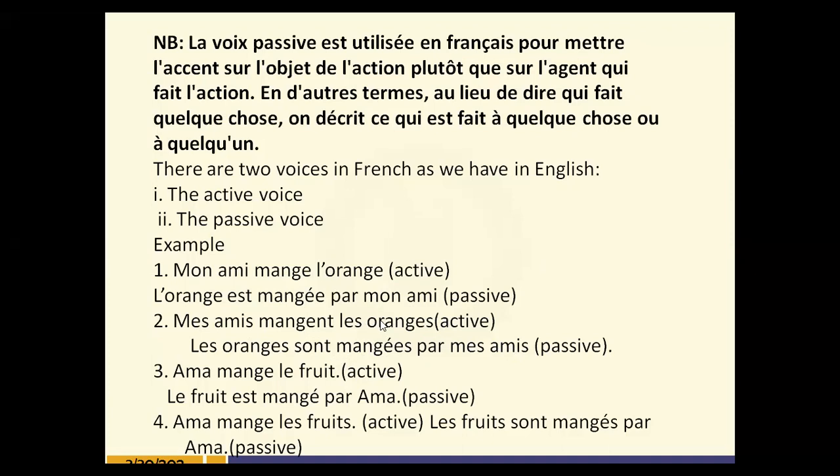So you can see that orange is a feminine singular noun. If it's the plural form, then you add s to it. That is why it's the feminine form here, mangée. You have to add e at the end. And when it's the plural form, mes amis mangent, my friends. It can be my friend eats or is eating oranges. But for you not to be confused, I decided to make the subject plural as well. Mes amis mangent les oranges. Then you write, les oranges sont mangées par mes amis.